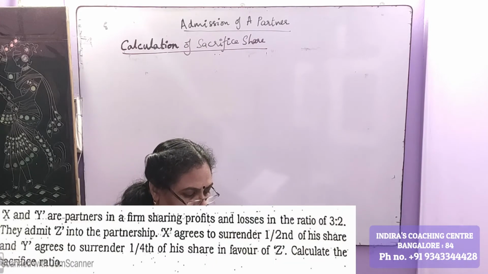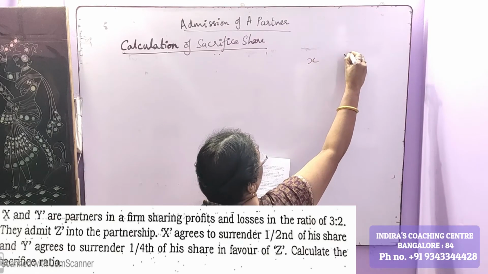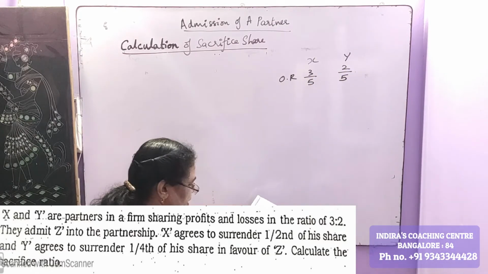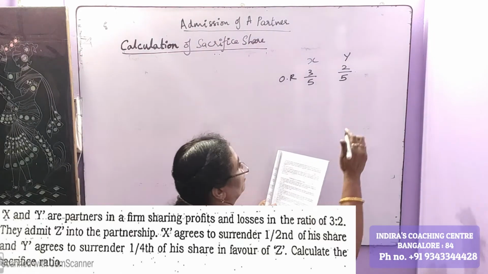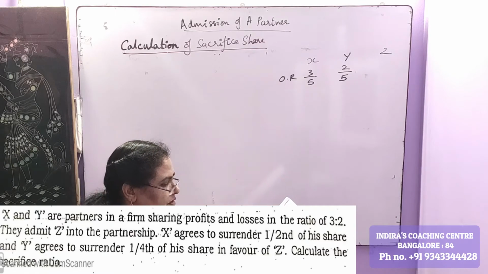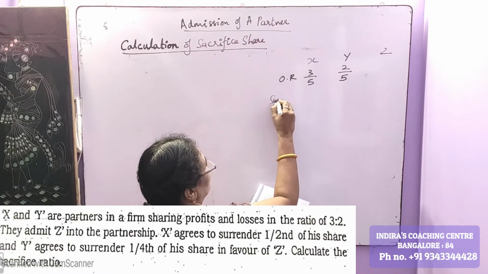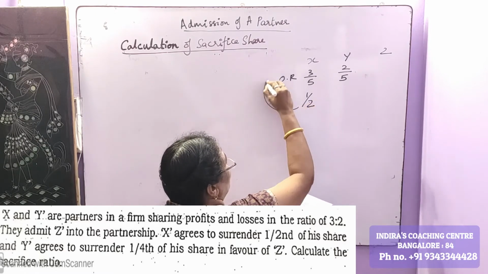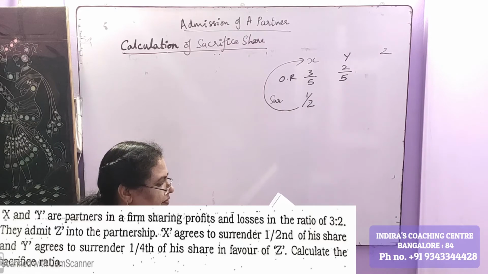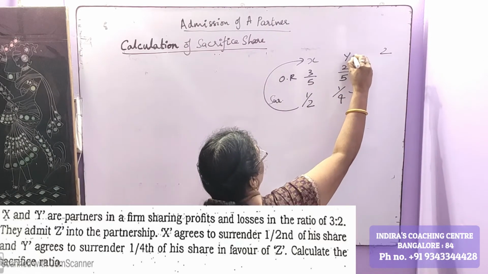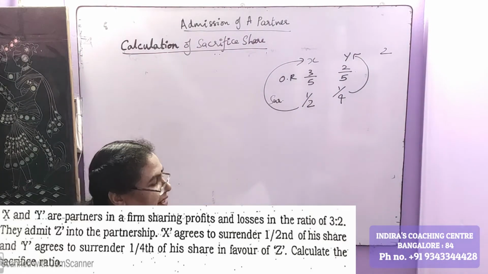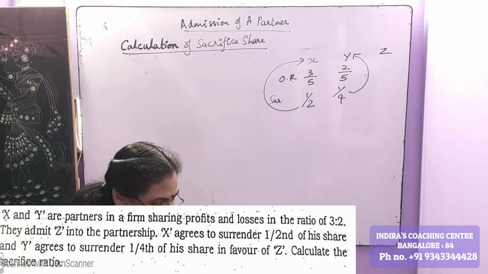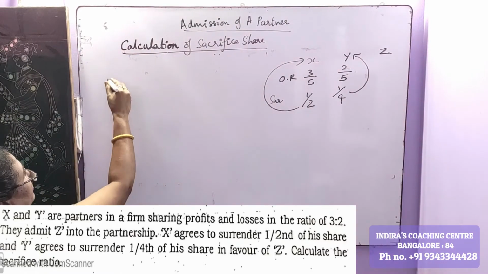X and Y are partners in a firm sharing profits and losses in the ratio of 3 is to 2. X, Y, old ratio is given as 3 is to 2, so 3 by 5 and 2 by 5. They admit Z into partnership. X agrees to surrender half of his share. And Y surrenders 1/4 of his share. If you can go back and check the new profit sharing ratio as to how we calculated the surrender share, you will understand it is the same thing, simpler.